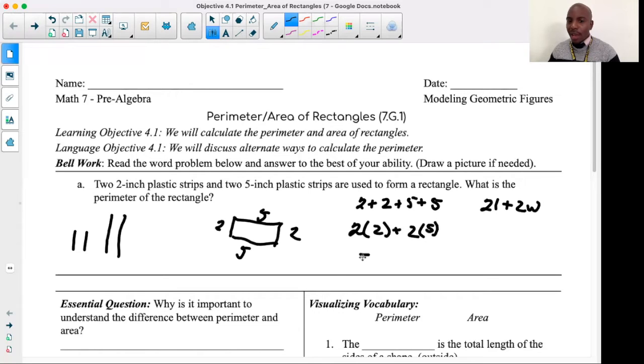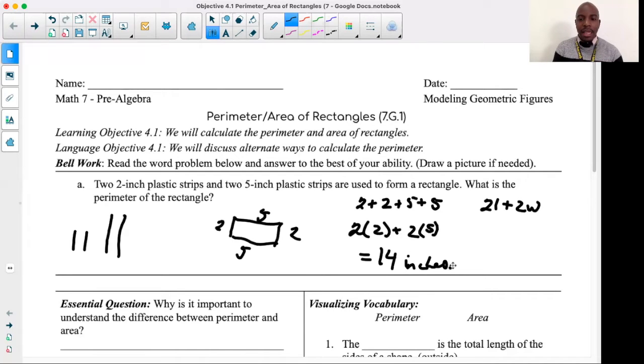No matter how you solve them, both are going to give you the same exact answer, which is 14. Because it's a word problem, we need to include units. So the perimeter of this rectangle is 14 inches.